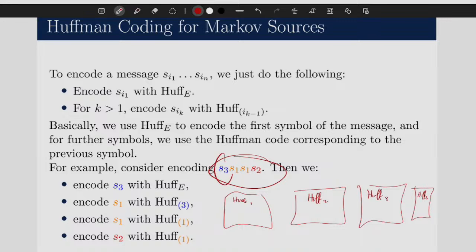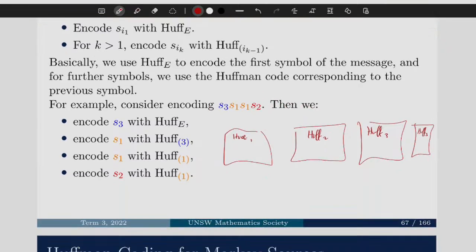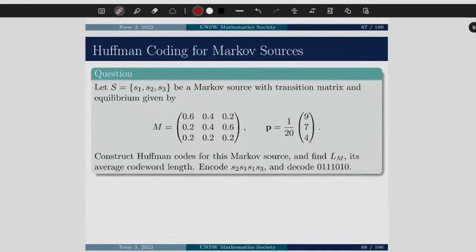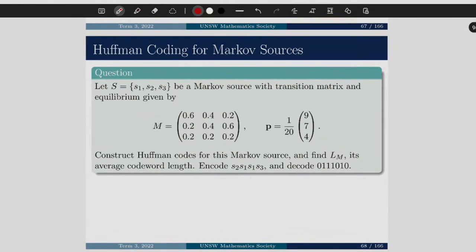The very first symbol, S3, whatever the very first one is, we always encode using Huffman E. From there, S1 is occurring after S3, so we go to Huffman 3. Then S1 occurring after S1, so we look at Huffman 1. S2 after S1, we look at Huffman 1 as well. So we're always looking at the code corresponding to the symbol before it. And we'll do an example of this, no worries. I don't remember what paper we got this from.